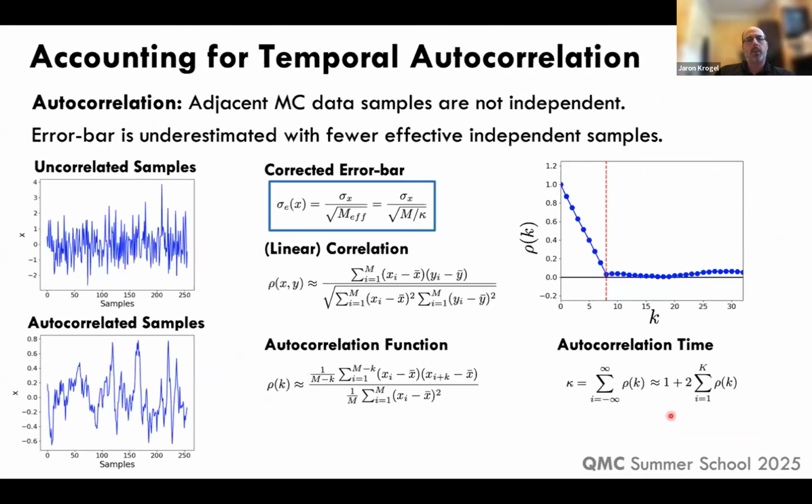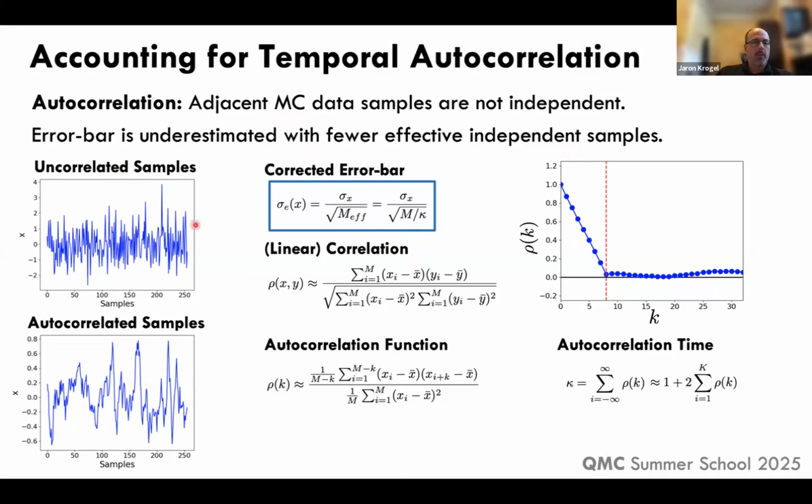Let's go back now to time series themselves. So an important topic here is accounting for temporal autocorrelation. So what is autocorrelation? What it means is that adjacent Monte Carlo data samples are not independent from each other. And as a result, the statistical error bar, if you compute it naively, is underestimated, because in the end, if you account for autocorrelation, you'll have fewer effective independent samples.